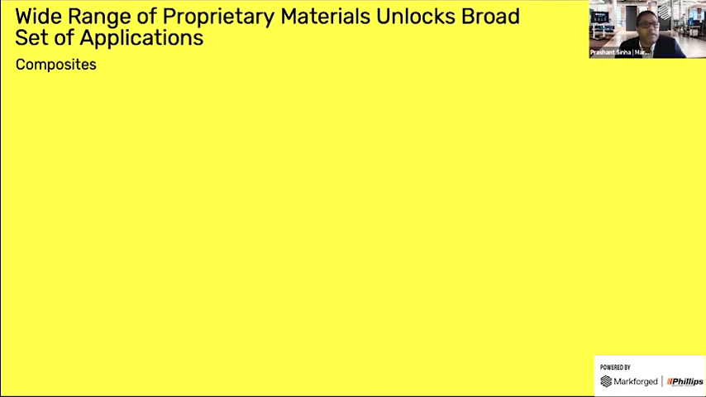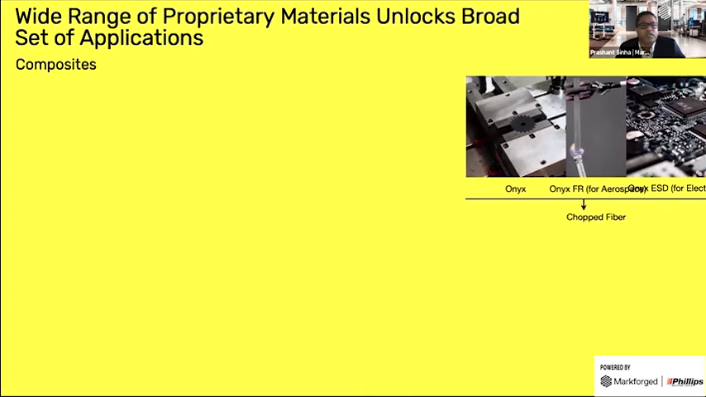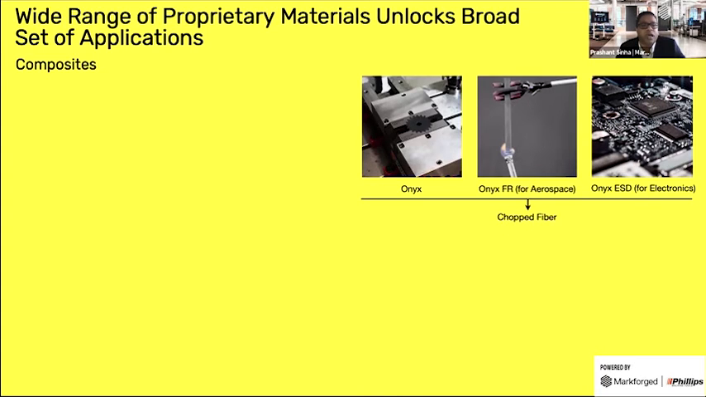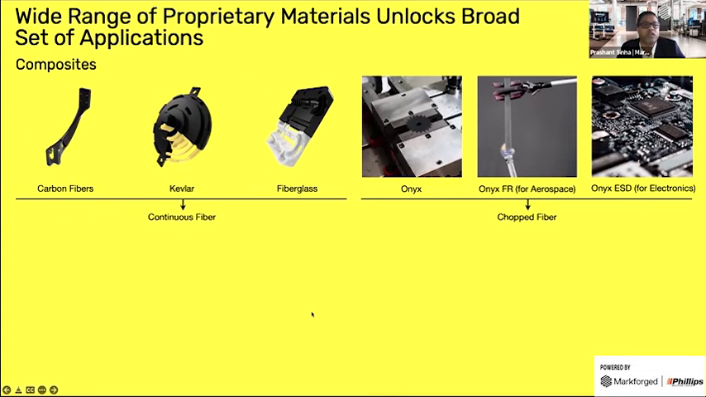Wide range of proprietary materials unlocks a broad set of applications. If you look into the composite, we have our basic material, Onyx. Onyx is our trade name, and the scientific formula is nylon plus chopped carbon fiber. Then we have Onyx fire retardant for aerospace, then Onyx electrostatic dissipative material for electronics. Along with this base material, during the print, you can continuously reinforce with these three fibers, one at a time, based on your application requirements.